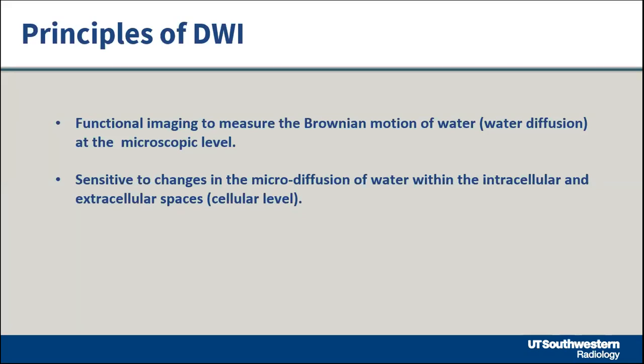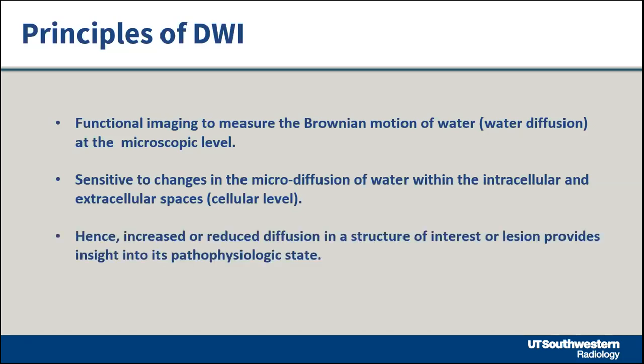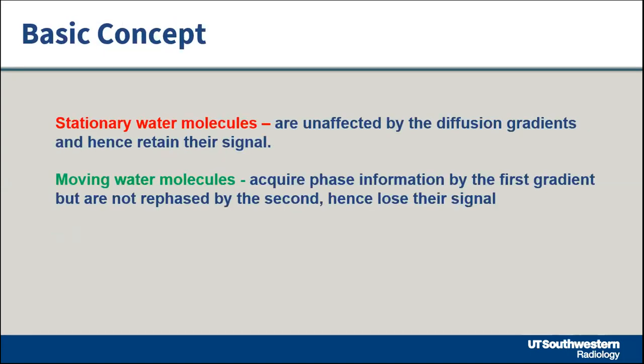It shows up as higher ADC values. If there's less motion, it will be lower ADC values. So basically, DWI is sensitive to micro diffusion of water within the intracellular and extracellular spaces. So you're looking at a cellular level rather than bulk flow. It gives you an insight into the pathophysiologic state based on how much the water is diffusing and in which direction it's diffusing. All of that information can be derived.